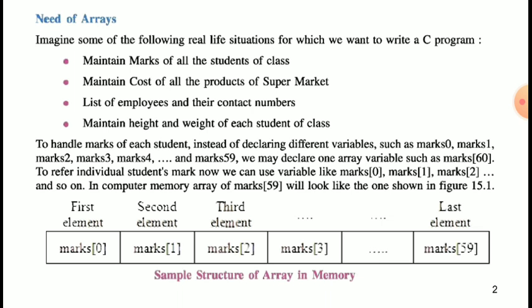marks[0], that is the first element. marks[1], that is the second element. marks[2], that is the third element. And dot dot dot, and last marks[59], that is the last element. 0 to 59, that means 60 elements.